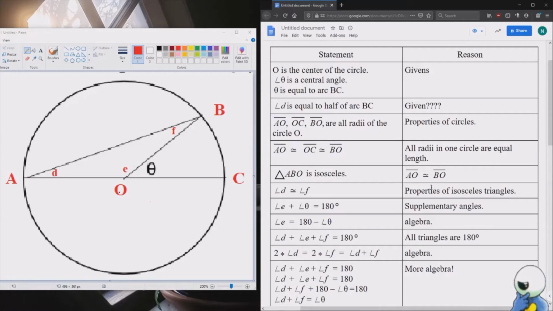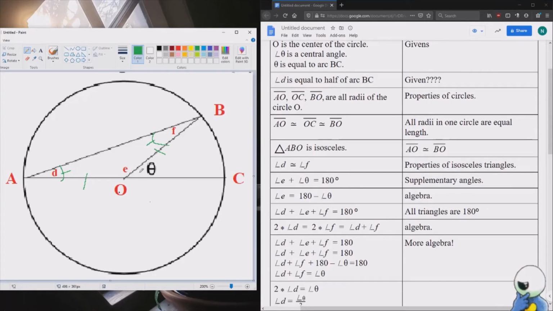If they're equal, that means that this triangle here will be isosceles. So I'll mark that on our lines. That's equal, that's equal. And what do we know about an isosceles triangle? The angles opposite the sides that are equal are also equal. So I'll mark that in there. Angle D is equal to angle F by the properties of isosceles triangles.